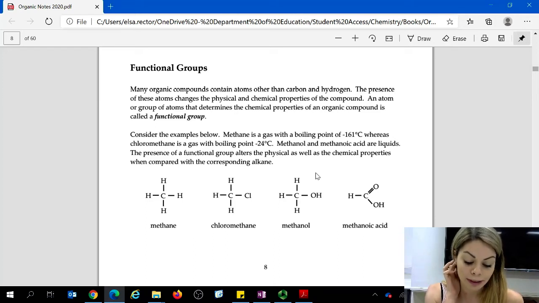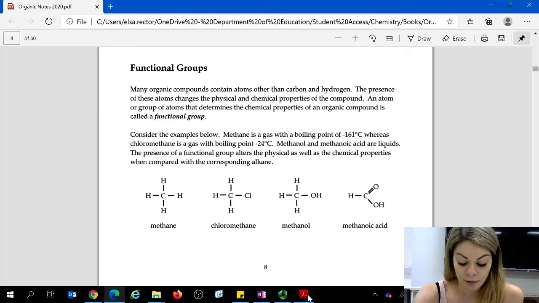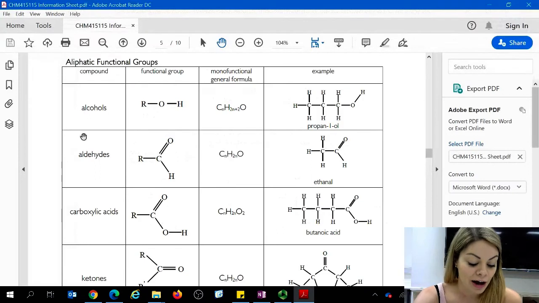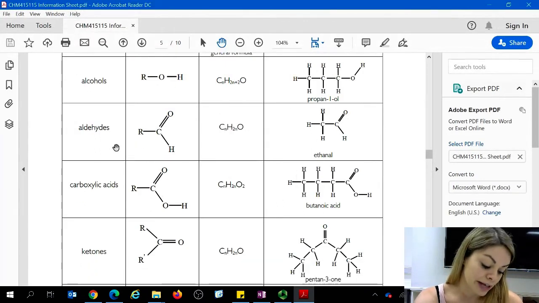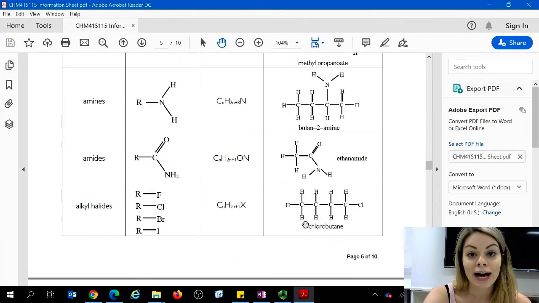What is a functional group? Well, it's written out pretty clearly here: an atom or group of atoms that determines the chemical properties of an organic compound is called a functional group. So we just have our normal alkanes, but if we've got something special going on, like if you chuck a nitrogen on there with some hydrogens, that's a functional group because it changes its properties. The different functional groups that Anthea and I are going to go through are on your formula sheet here: alcohols, aldehydes, carboxylic acids, ketones, esters, amines, amides, and alkyl halides.